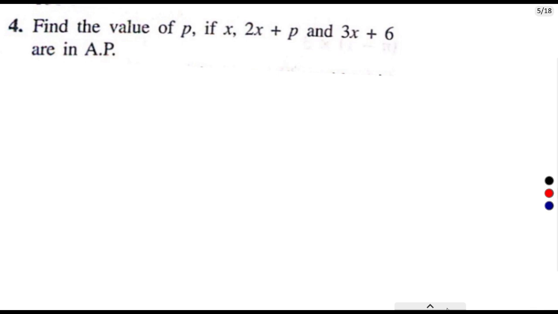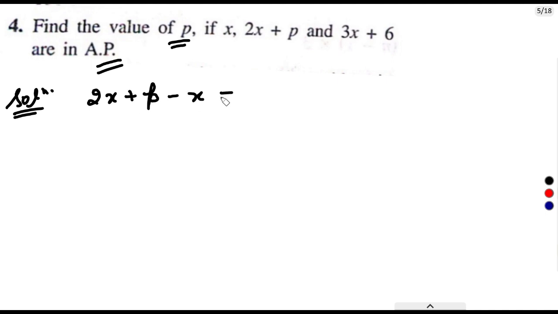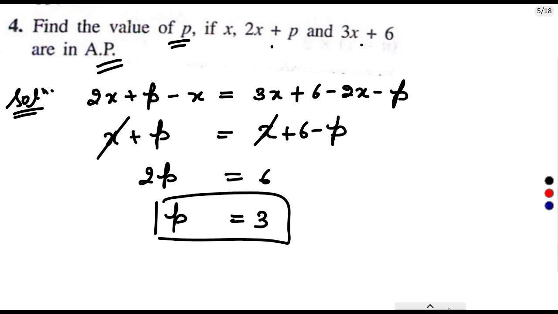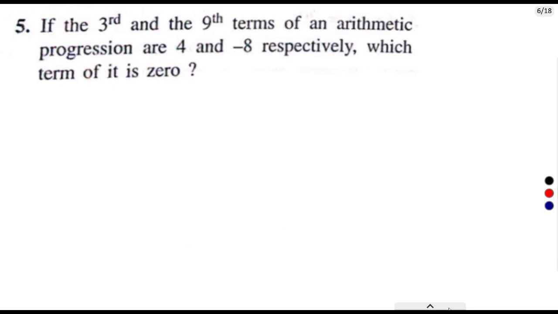Question number 4. Find the value of P if x, 2x plus P and 3x plus 6 are in AP. If these numbers are in AP, then the difference of two consecutive numbers will be same. If we take difference of first two, it will be equal to the difference of third and second. After solving, you will get P is equal to 3. Next question, question number 5.